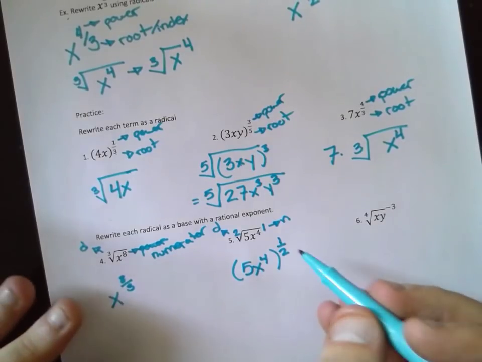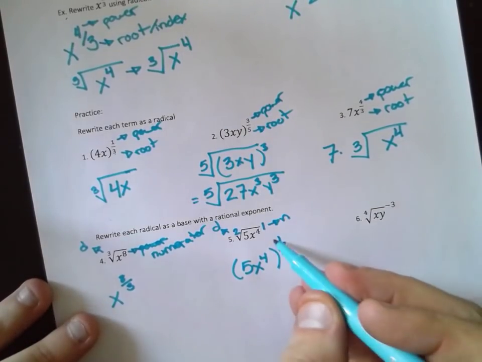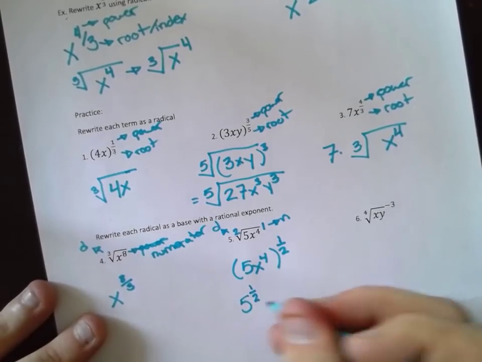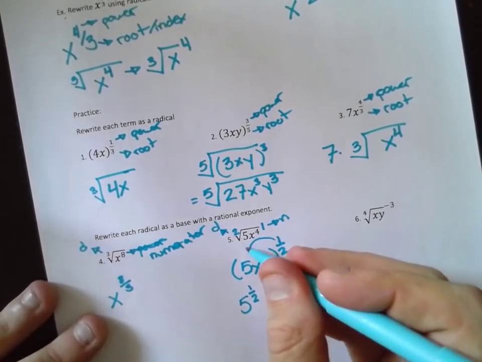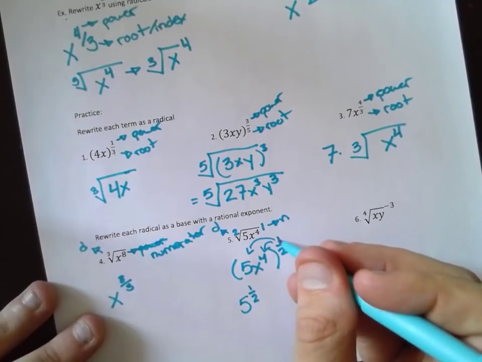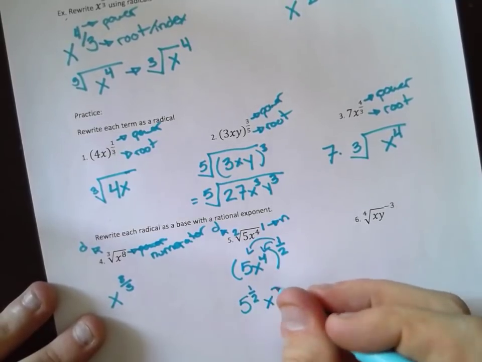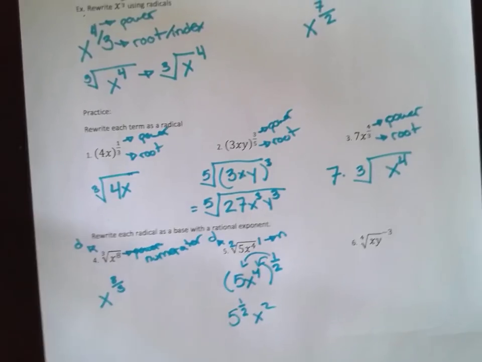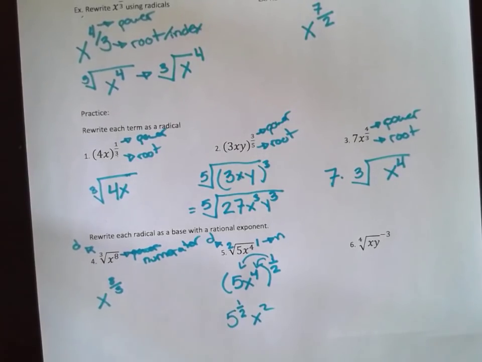Now, to simplify this even more, guys, you can distribute this. You can say 5 to the 1/2, because again, we multiply. And 4 times 1/2 is actually 2. You don't have to do it that way. That still looks kind of ugly, but as long as you remember your exponent laws, it's pretty straightforward. It shouldn't be too difficult.